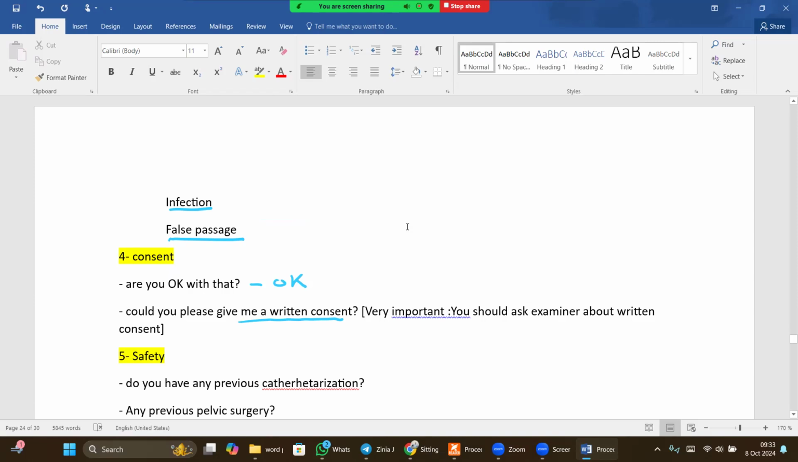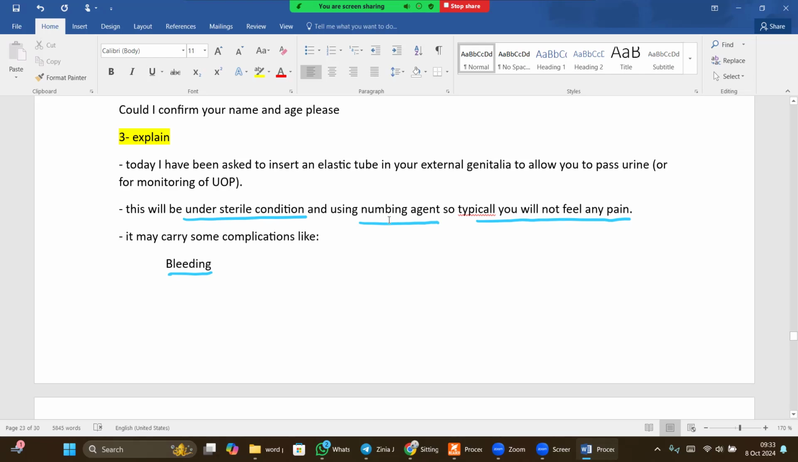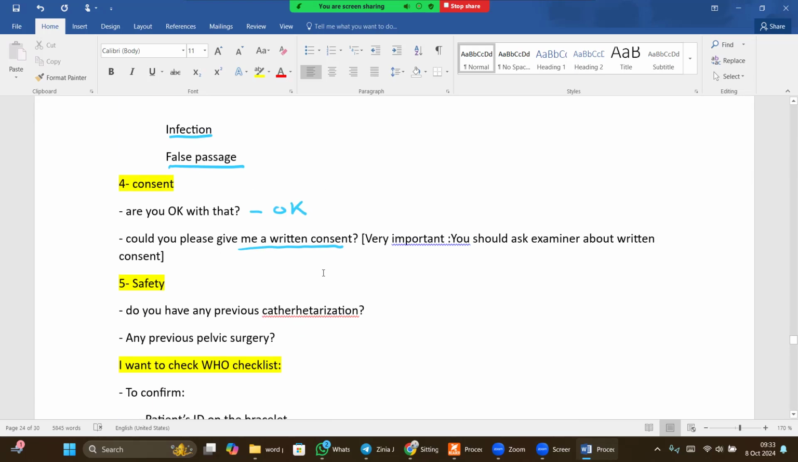It may include some risk, that is bleeding. It may carry some complications like bleeding, infection, and false passage. Then, are you okay with that? Then the actor will give the consent: yes, I'm okay. Now the safety.